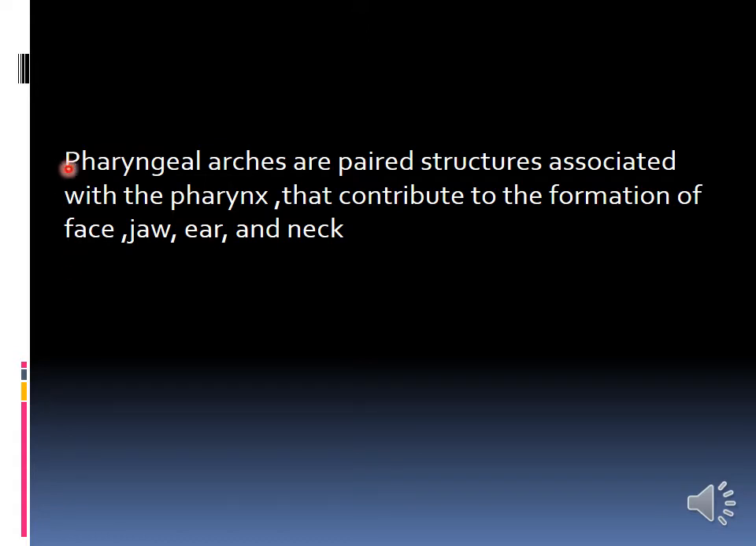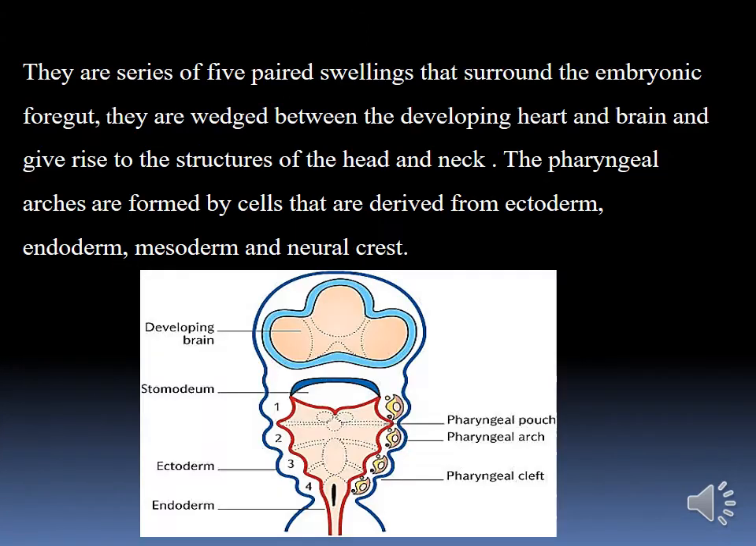This lecture is about the pharyngeal arches, which are paired structures associated with the pharynx. They contribute to the formation of face, jaw, ear, and neck. They are defined as a series of 5 paired swellings that surround the embryonic foregut. They are wedged between the developing heart and the brain. As I mentioned, they give structures of the head and neck region. They are formed by cells derived from ectoderm, endoderm, mesoderm, and neural crest cells.